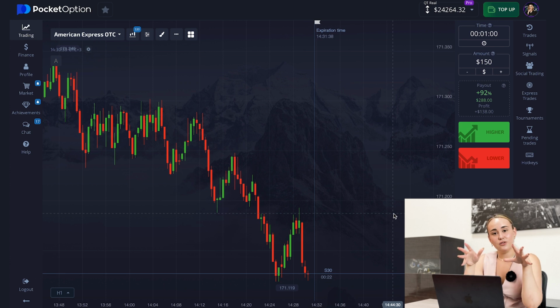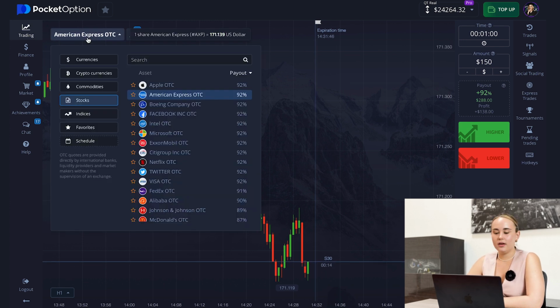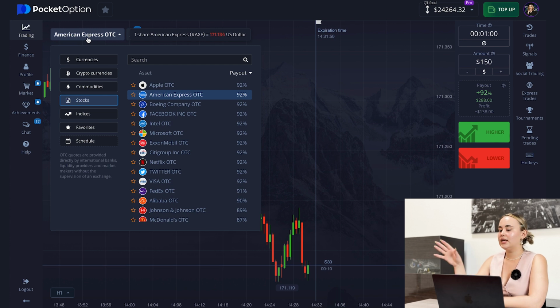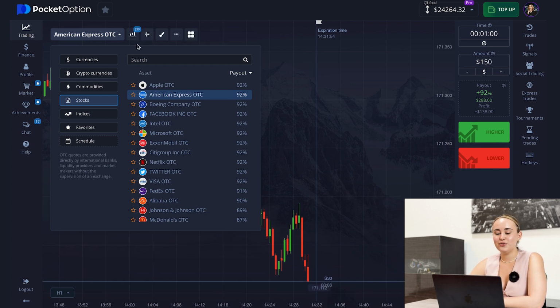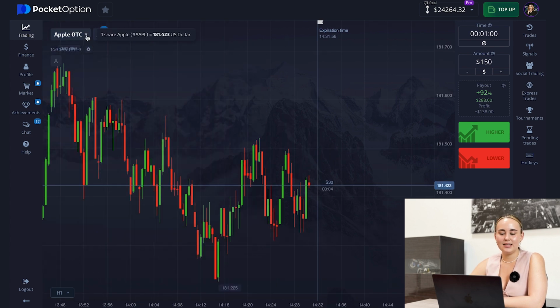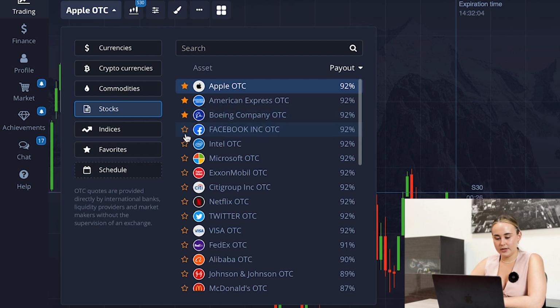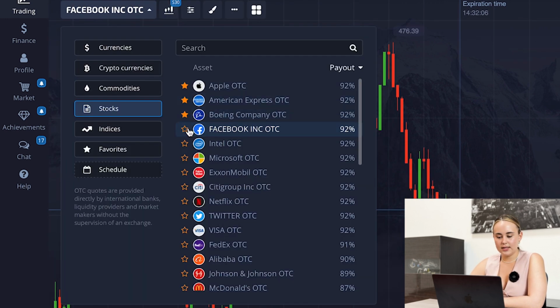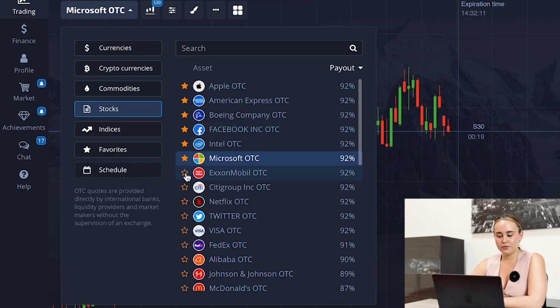Let's start as usual with setting our platform the way we like it. At first, we are gonna choose as many assets as possible to fit in the screen, and always remember to choose assets with the biggest payout. Right now it's 92%, so to choose an asset you just have to click this little stars right here.